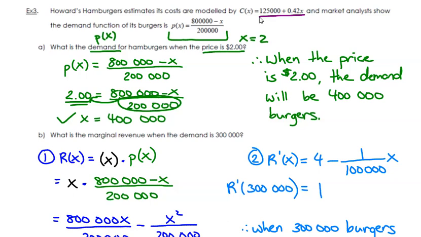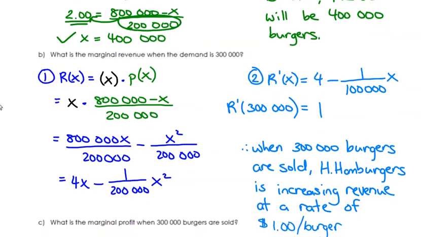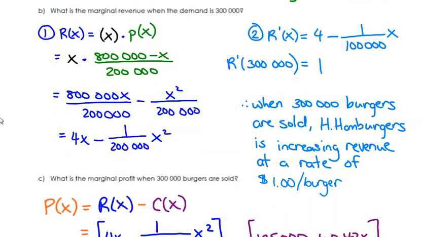Now the next part is asking, what is the marginal revenue when the demand is 300,000? So the marginal revenue means, let's get rid of this. Again, I want to color code. This is actually asking us for R prime of x. They're not asking us for the revenue, they want the marginal revenue. But I can't actually find R prime until I have R. And so we know that R is made up of x times our price per unit. So we have to multiply those two functions first. So I have x multiplied by p of x.